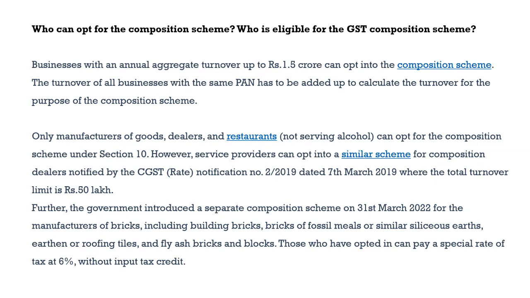So a composition dealer can purchase goods from local registered dealer, local composition dealer, interstate registered dealer, and local and interstate unregistered dealer. I repeat again: registered local dealer, local composition dealer, interstate registered dealer, local and interstate unregistered dealer. And he can also sell goods to local unregistered dealer, local registered dealer, local composition dealer.